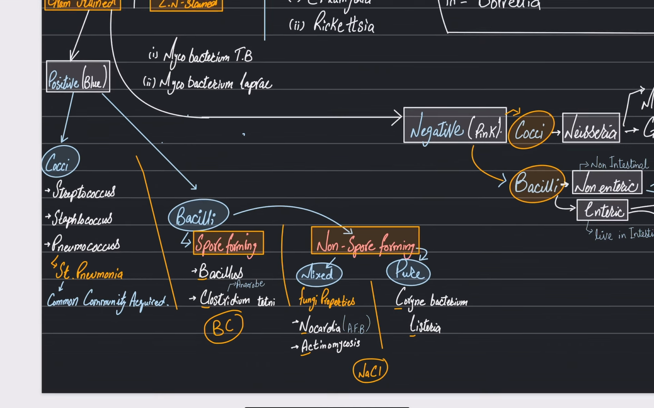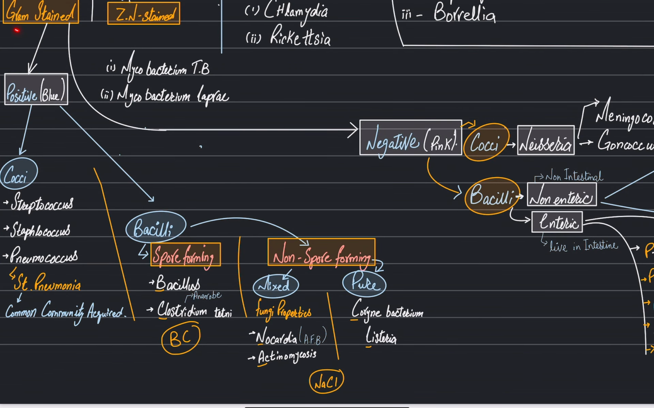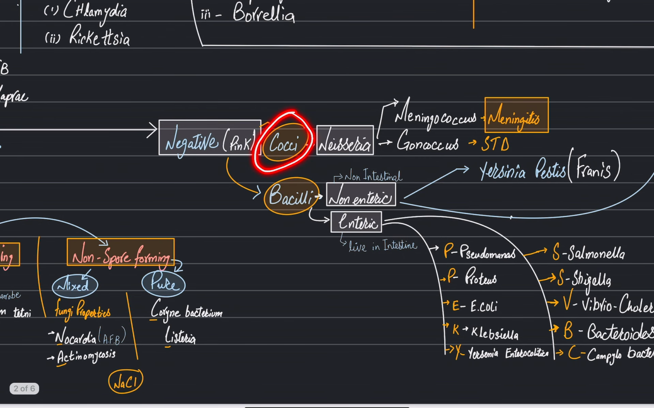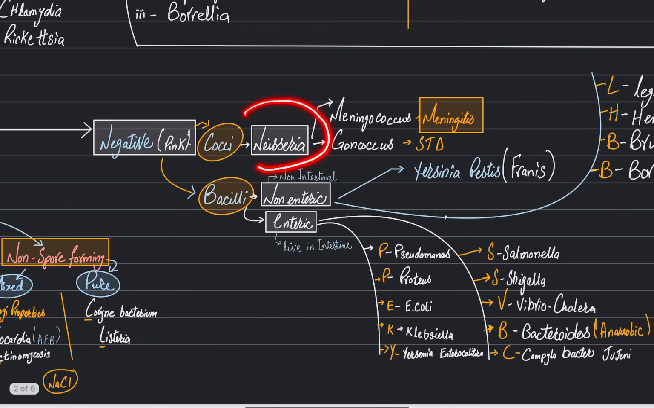Okay, now we can go to another. The gram stained with the negative, the gram negative bacteria are pink. Pink is also divided into two, cocci and bacilli. And in the cocci, only one type comes here, Neisseria. Neisseria is further divided into meningococcus and gonococcus. Meningococcus causes meningitis, and gonococcus causes STDs, sexually transmitted diseases.